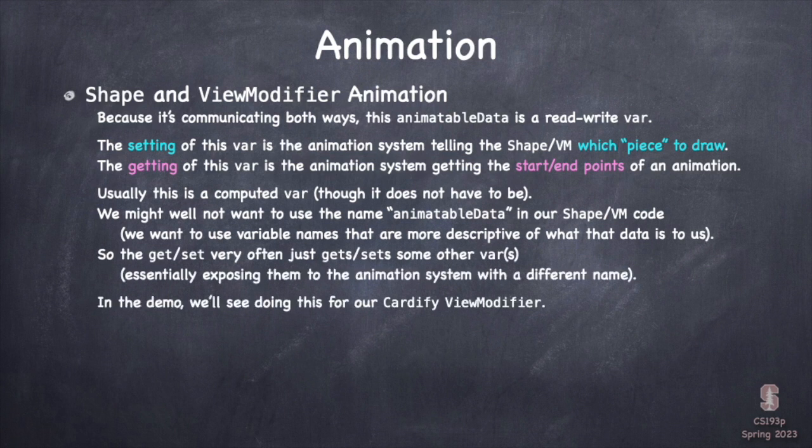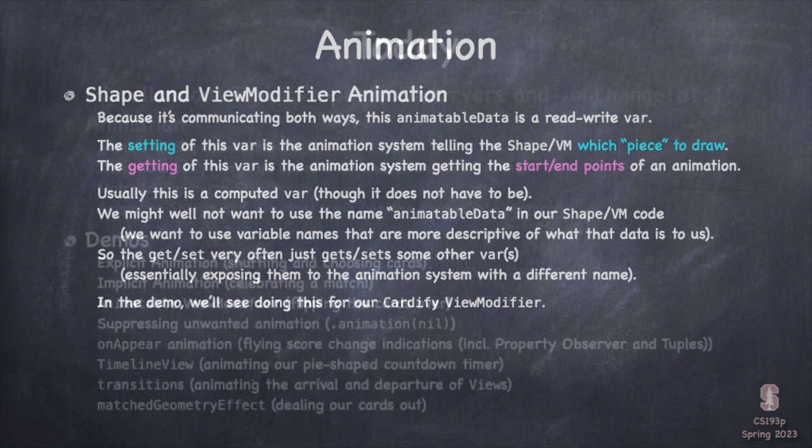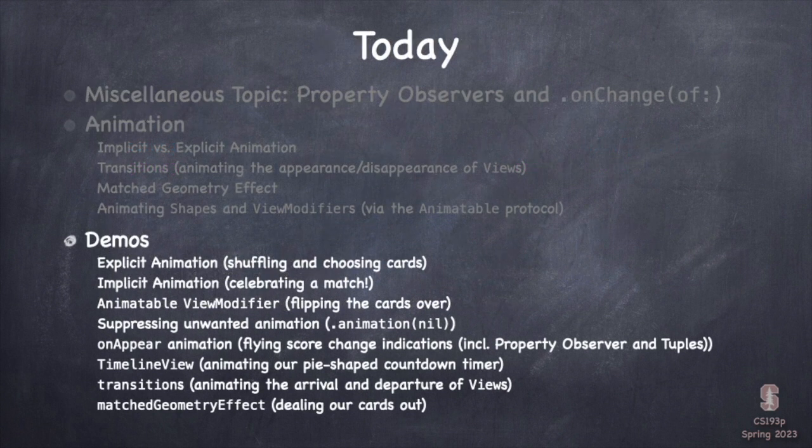Now this var animatable data, you don't really want to be writing the code for our Cardify, and in there it's like set rotation to animatable data. You want to have a var called rotation, and you say set the rotation to rotation, right? So animatable data is often just a computed var that sets and gets some other real var. In other words, we just use it as an alias, as a name, just so we can communicate with the animation system. You'll see that when we do our Cardify, the var we're going to animate is rotation, but we still have to make it come in and out of animatable data, so we'll have a computed set-get var for animatable data that sets and gets the rotation. So that's it. That's all there is pretty much to animation.